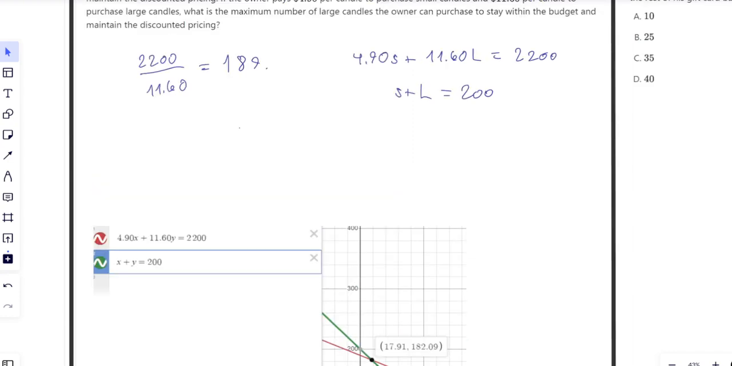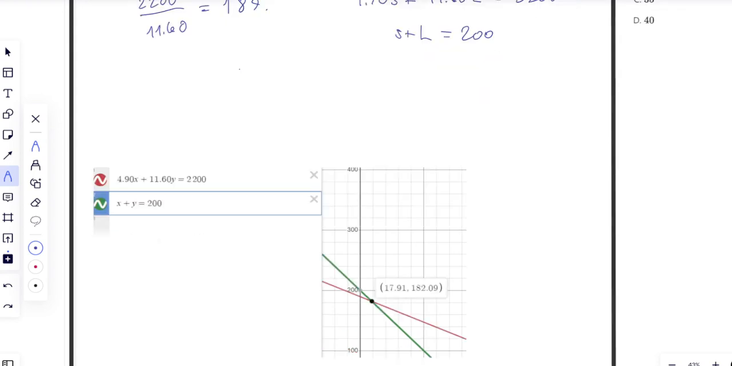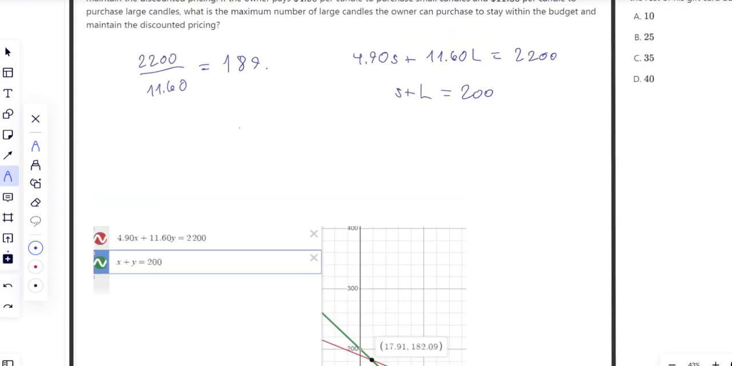I made my S as X variable and the L as the Y variable. Since you can't plot S and L, I just converted them to X and Y. And it looks like the optimal solution here is when S is equal to about 18 and number of large candles is about 182. Of course, we can't buy 182.09, so I'm just going to round that off to number of large candles equals 182.